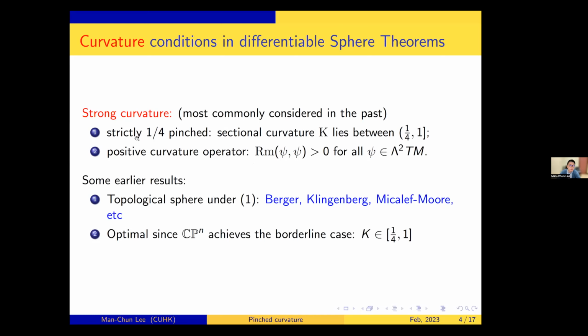One more thing is that the strictly quarter pinch is optimal because of some symmetric spaces such as CP^n, which achieve the borderline case of this quarter pinch condition. So you can think of this really strong positivity condition as telling you the manifold is a sphere, because it just curls up as a sphere. That means, in some sense, if you start with a noncompact manifold, it shouldn't allow such a similar condition.